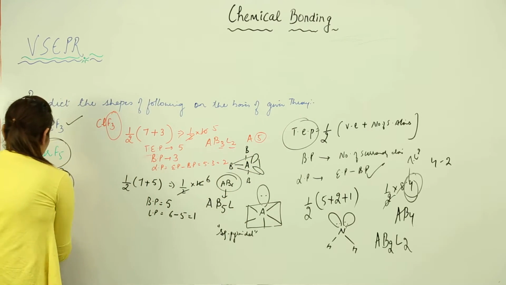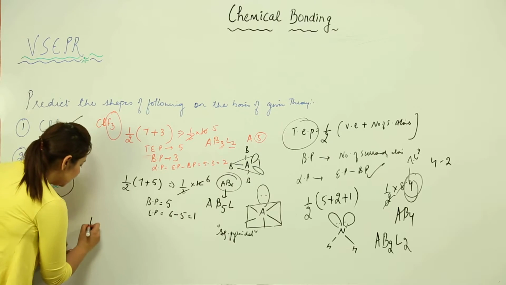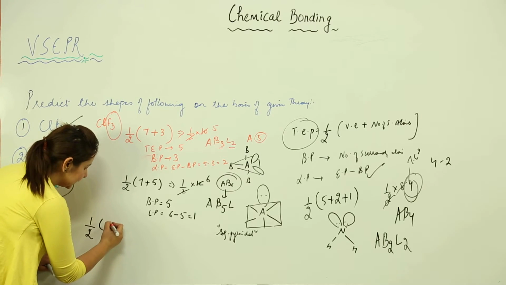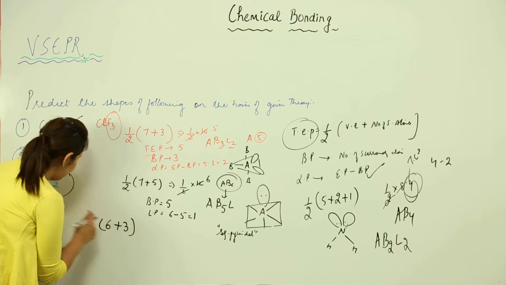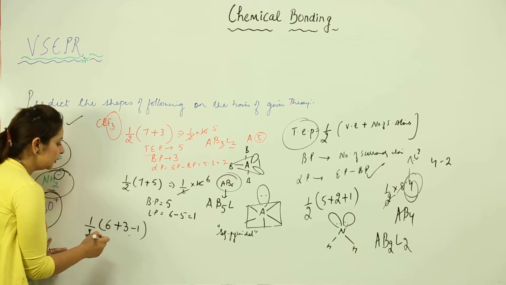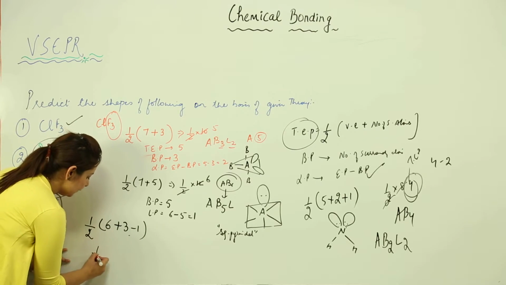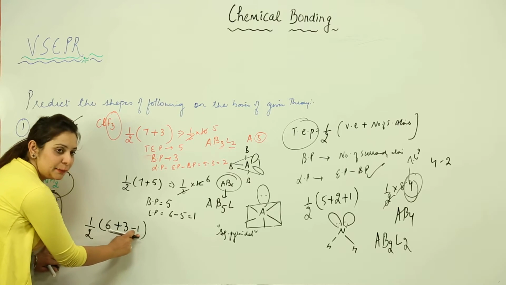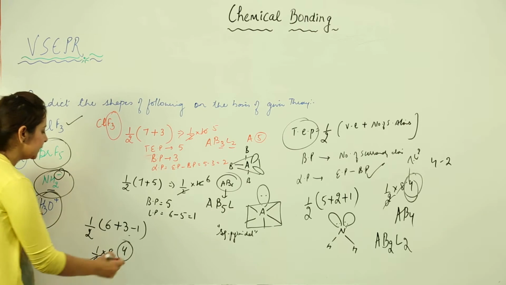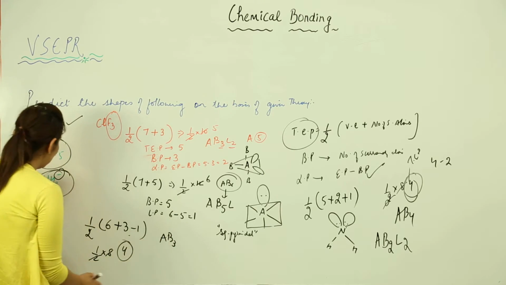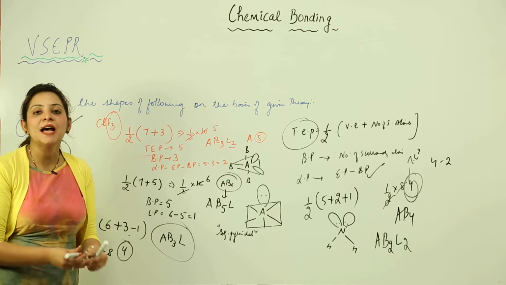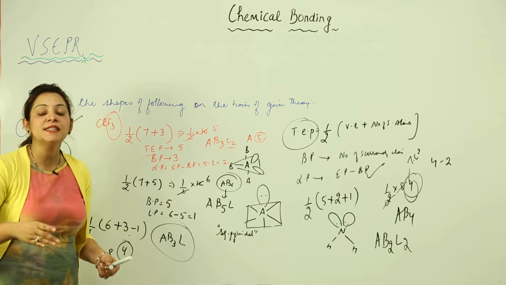We are left with one more, that is H3O positive. So again, half into valence electron, it is the O, that means it is 6, plus surrounding atoms 3. You saw that 1 positive, that means you need to subtract 1, right? So that means it comes out to be half into 8. 6 plus 3 is 9, 9 minus 1 is 8. So it comes out to be 4. Now how many bond pairs? Obviously 3, right? So it is AB3. And how many lone pairs? 4 minus 3, so AB3L. Obviously it is again a distorted tetrahedral, but it has one lone pair, so that means it is going to possess a pyramidal geometry.